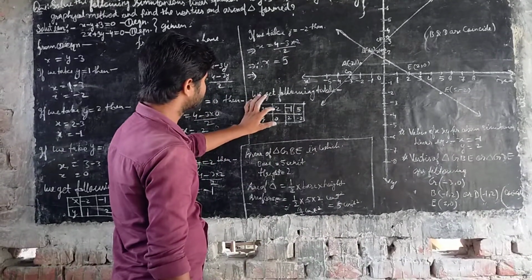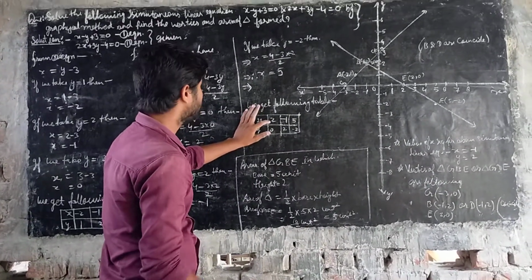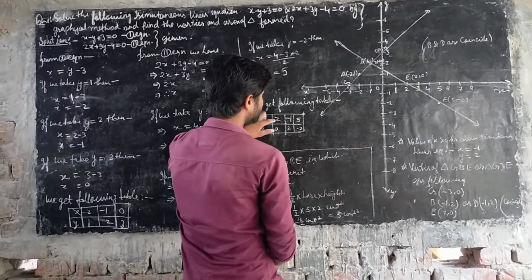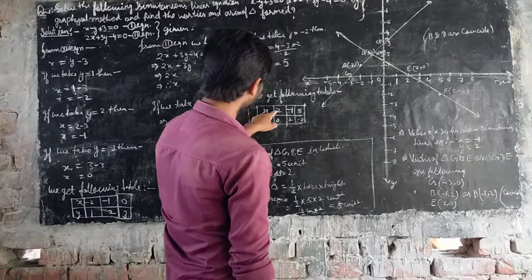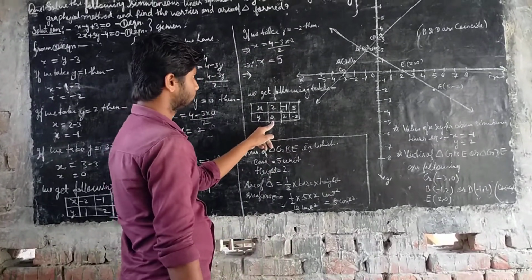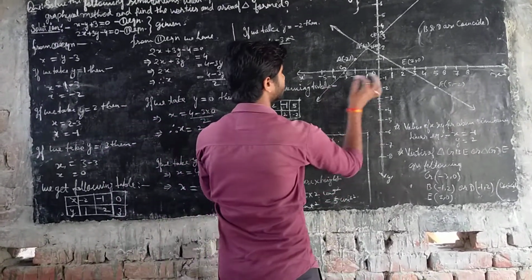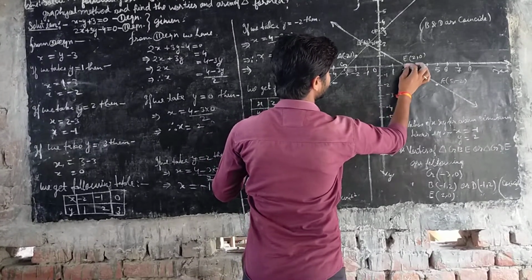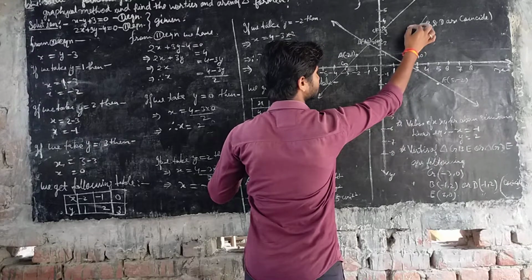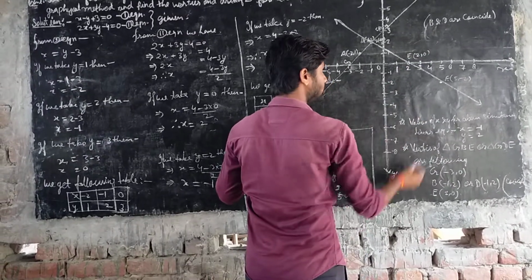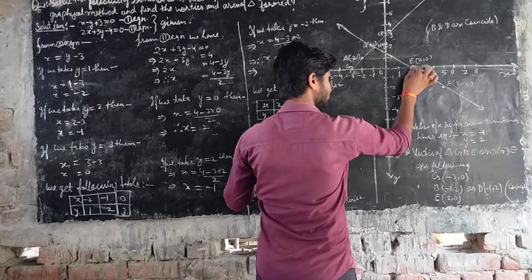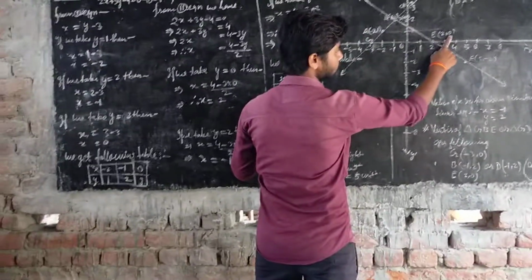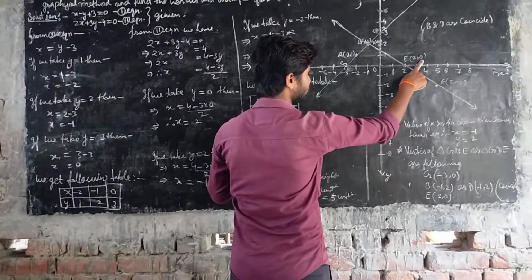For the second linear equation, if we take x is equal to 2, then y is equal to 0. It means y is neither positive nor negative; it is exactly on the x-axis. This is the point E: x is equal to 2 and y is equal to 0, given by the coordinate point.